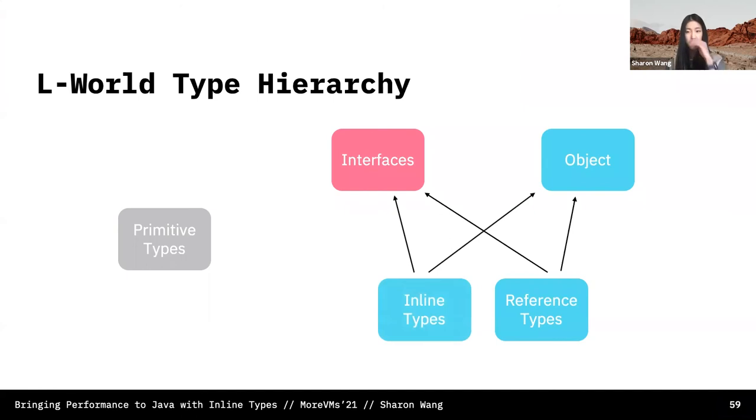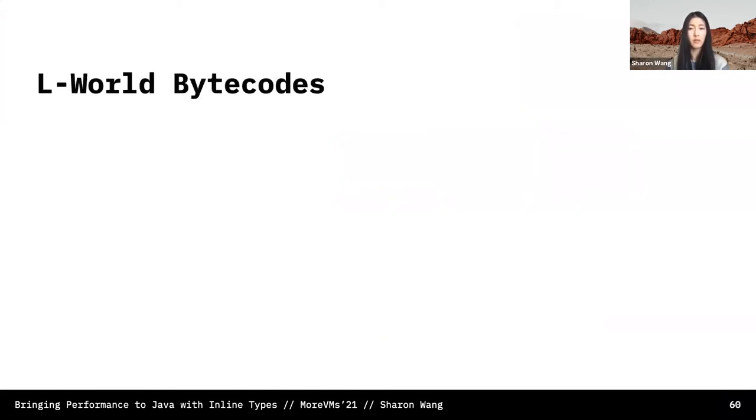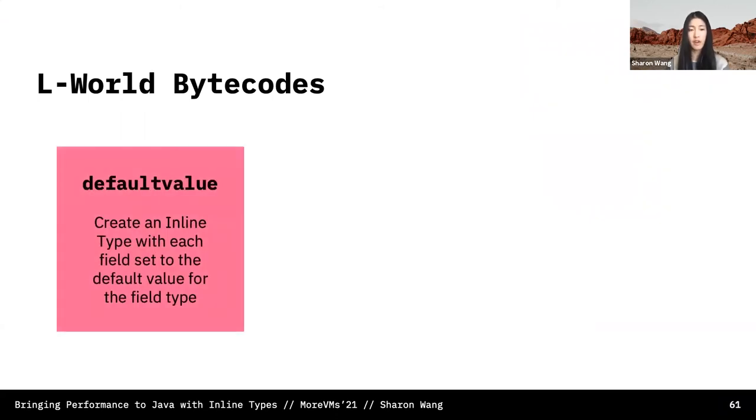Now, inline types join reference types in subclassing java.lang.Object and can implement interfaces and define methods. For bytecodes in L world, instead of a brand new set of 9 bytecodes, these are the 2 that have been kept for exclusive use by inline types.